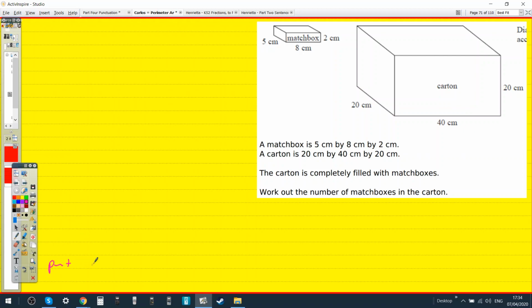So this is okay. Let's do this. A matchbox is 5 centimeters. A quarter.